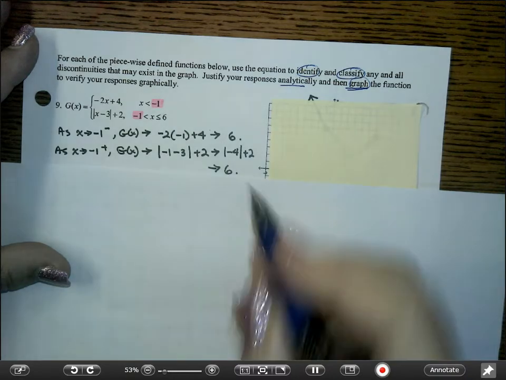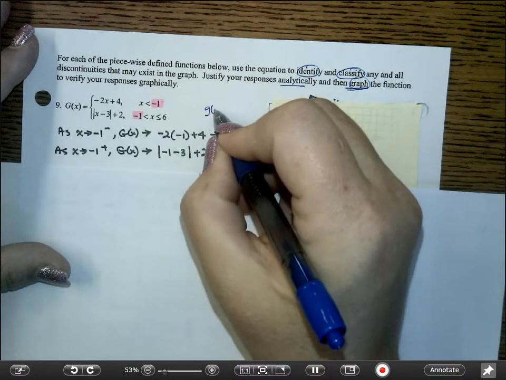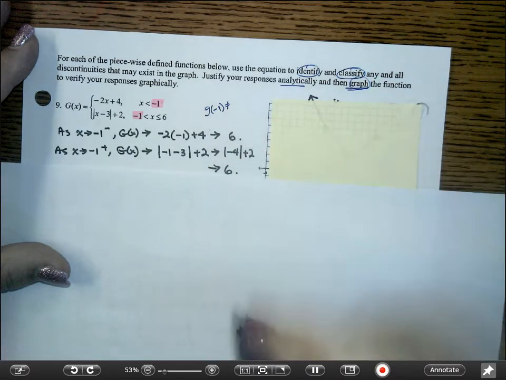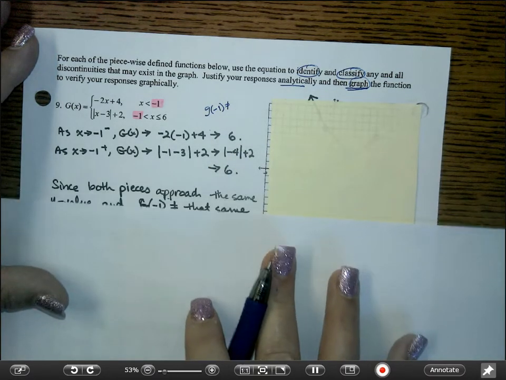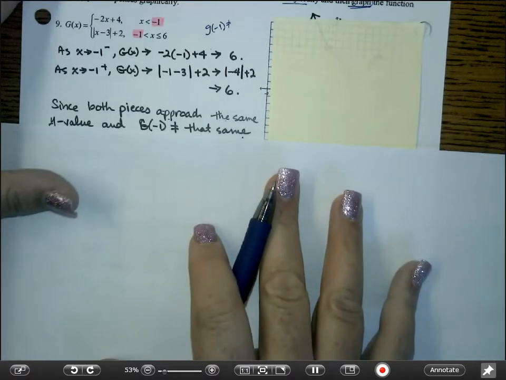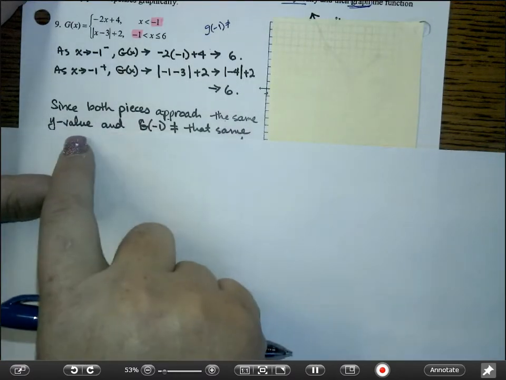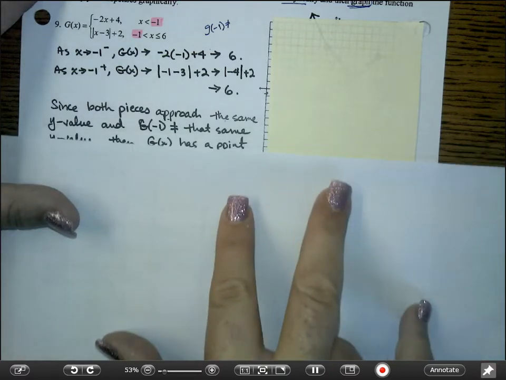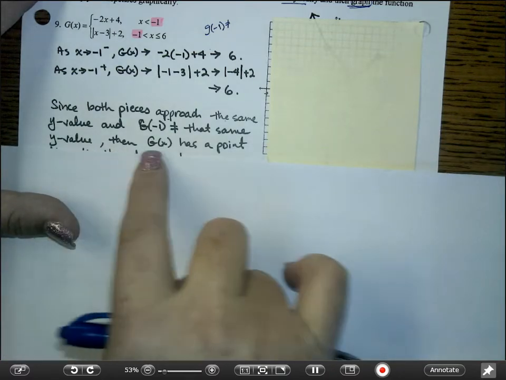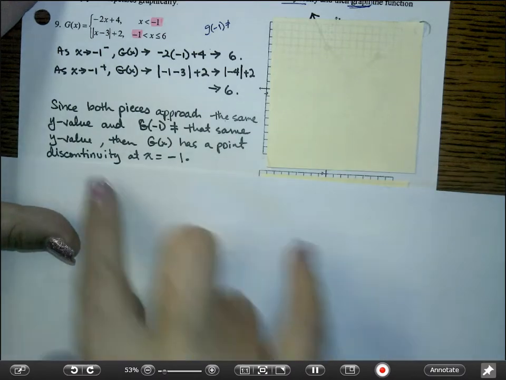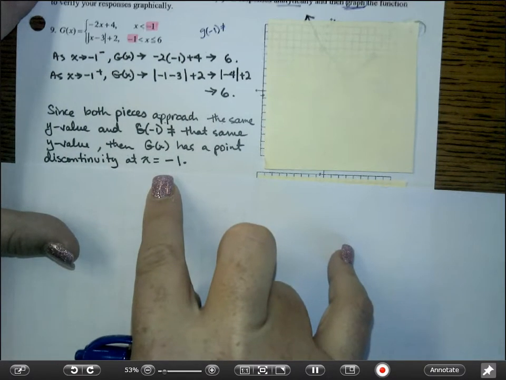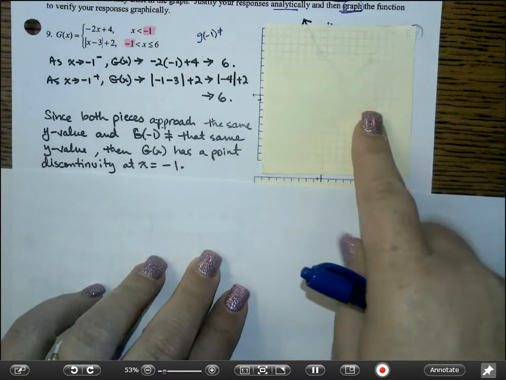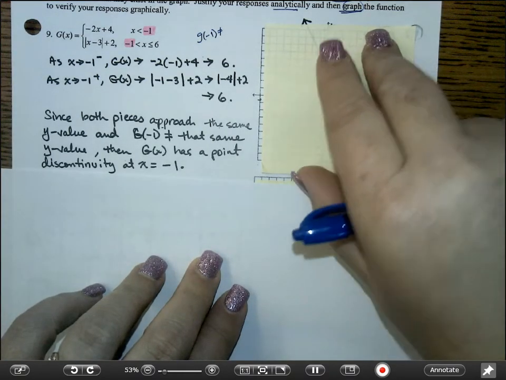So g of -1 doesn't have a y value. So then that means we're going to have a point discontinuity. Since both pieces approach the same y value and g of -1 is not that same y value, then g of x has a point discontinuity at x equals -1. And so if we were to go ahead and graph, this is what your graph would look like.